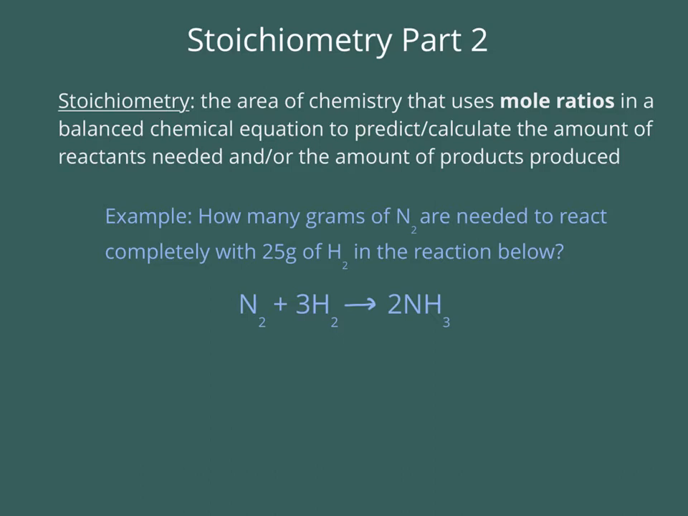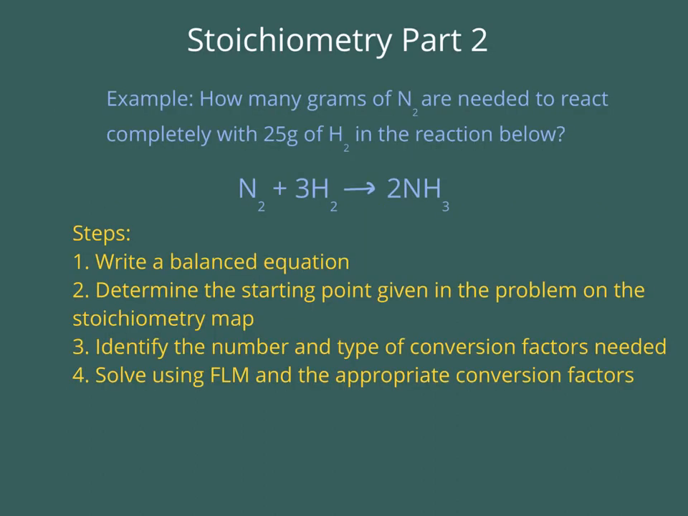So in this example, they're asking how many grams of nitrogen are needed to react completely with 25 grams of hydrogen in the reaction below. So we're starting with 25 grams of hydrogen, and we need to be able to convert to grams of nitrogen. So before we dive in, let's outline some steps that will help us to approach this problem.